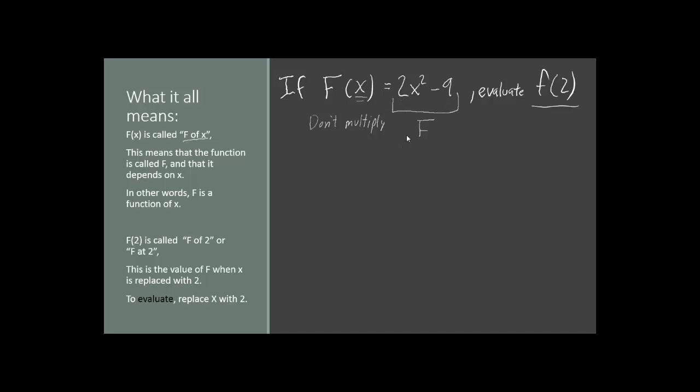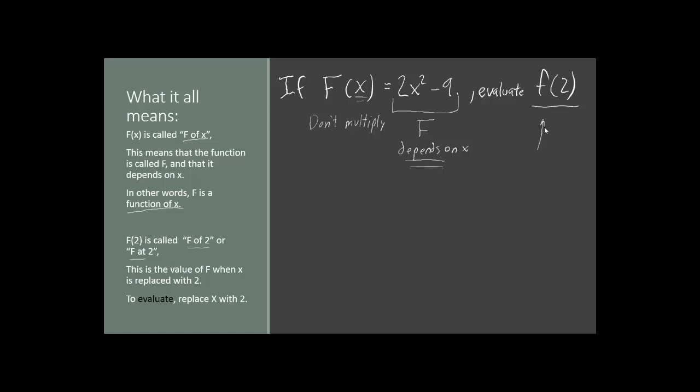Now, the part that's in parentheses tells you what f depends on. Since x is in parentheses, that tells you that this expression f depends on what x is. You can also say that f is a function of x. Now, if I tell you to evaluate f(2), again, that doesn't mean you're meant to multiply anything. This is usually read as f of 2 or sometimes f at 2.